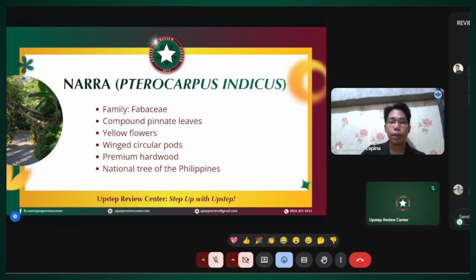And then to remember Narra, we have the mnemonic NARRA. So N for national tree, A for attractive hardwood, R for round winged pod, and then R for remembering the family name Fabaceae, and then A, it almost always appears on the exam. So an exam trap to consider as well is that Narra is often confused with Molave. Both are valuable hardwoods. The main difference though is that Narra is known for its winged pod, but for Molave, again, opposite leaves.